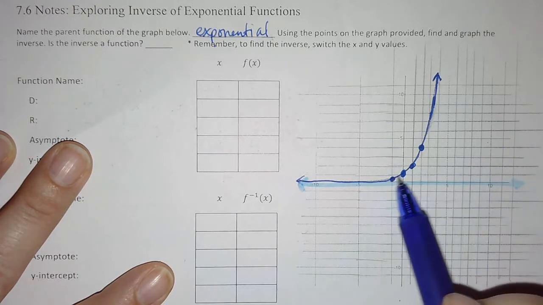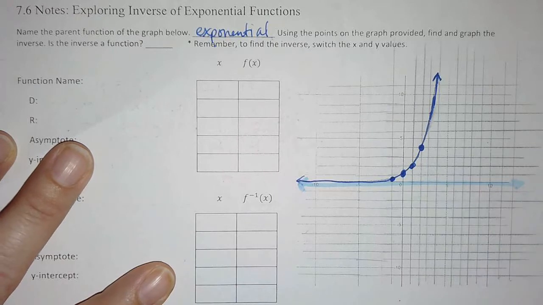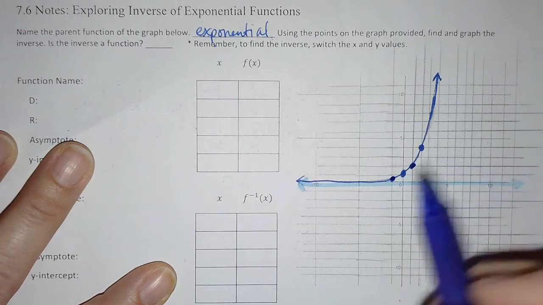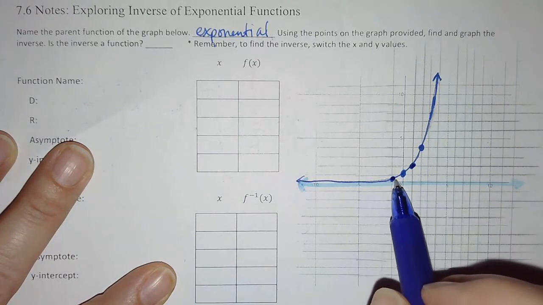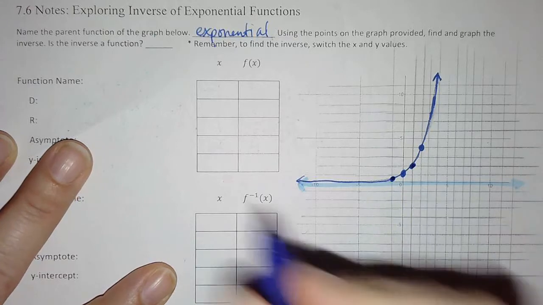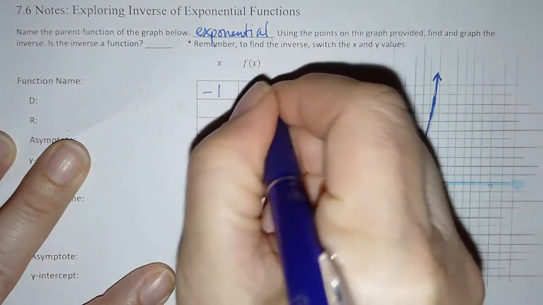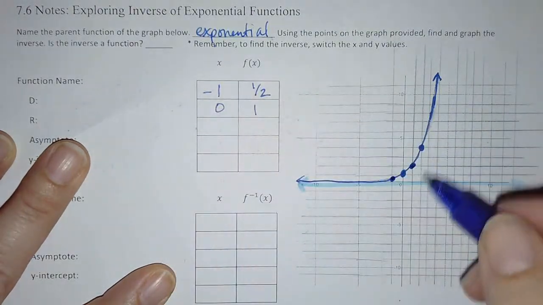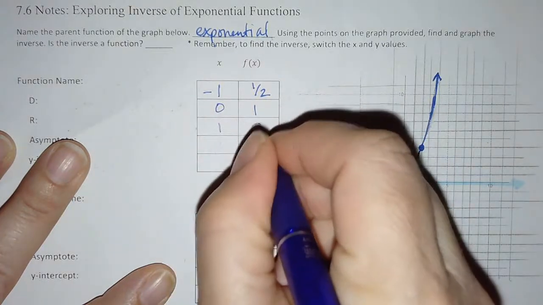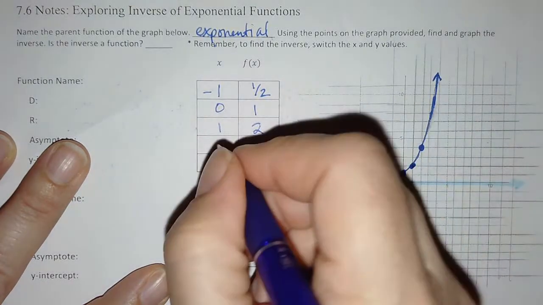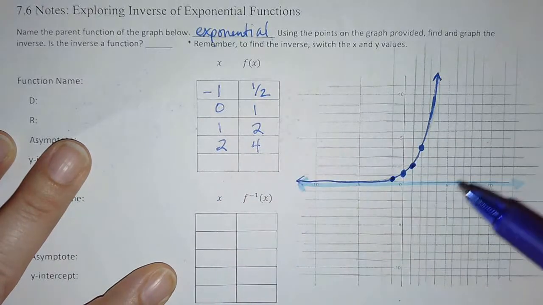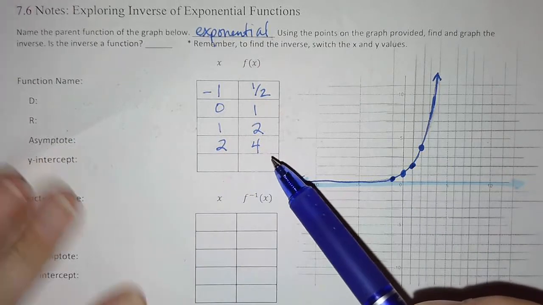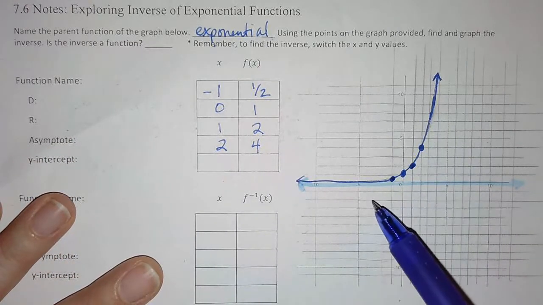But then I went and marked what seemed like points that were easy to read once I had a grid. So on the graph that's already on the paper, I have (-1, 1/2), (0, 1), (1, 2), and (2, 4). I really only need 3 points to plot a curve, but I can easily read 4, so I took 4.